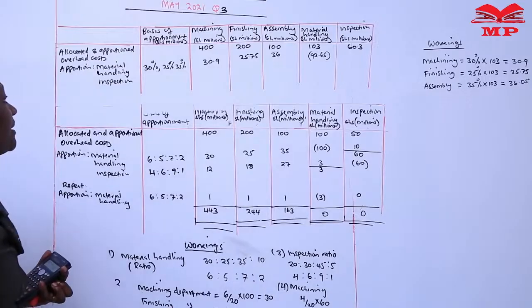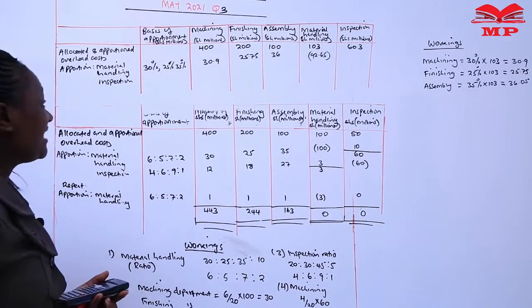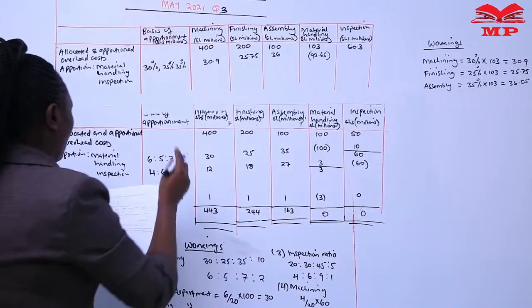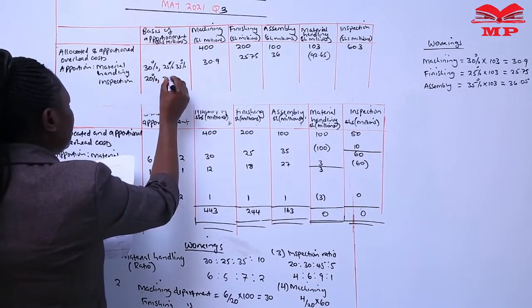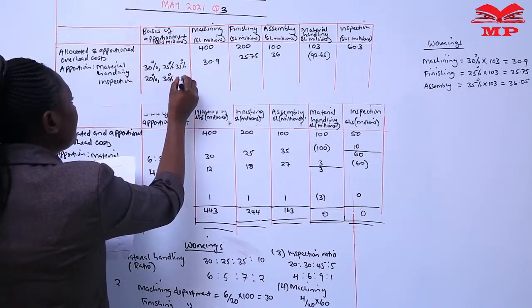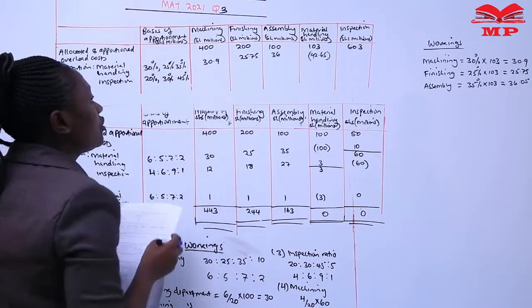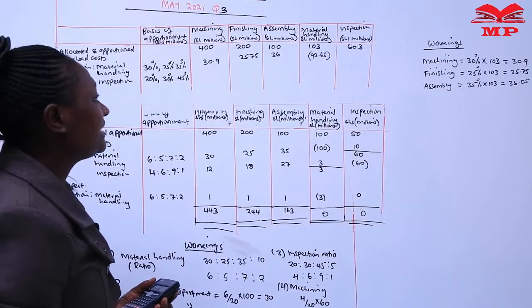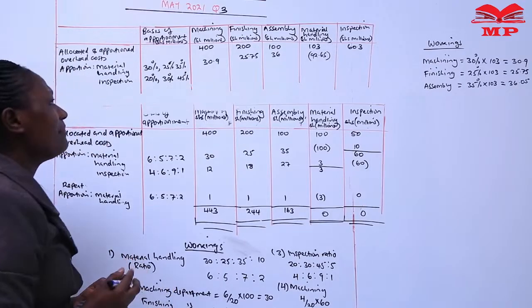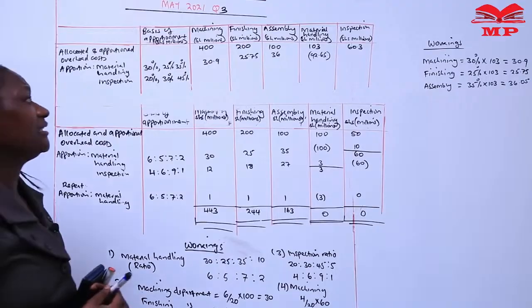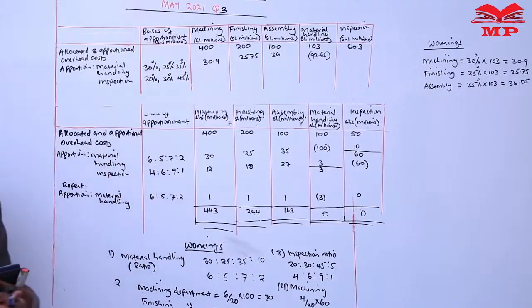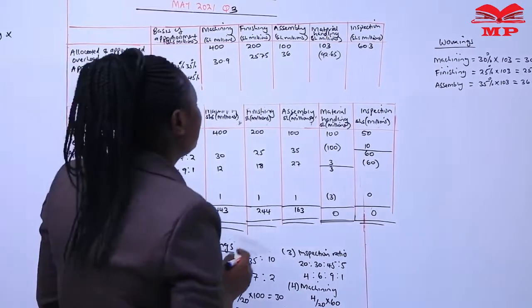We apportion inspection, and the percentages for inspection were 20%, 30%, and 45%. So we are apportioning 60.3. Remember, once you've calculated that simultaneous equation, we are not apportioning any amount to the service departments. So we are only apportioning to production departments and therefore don't include any service department.